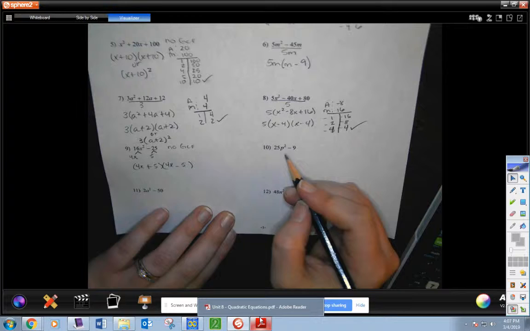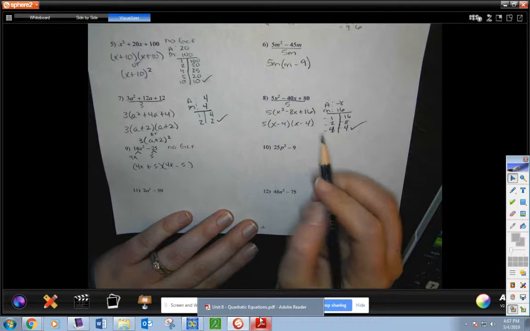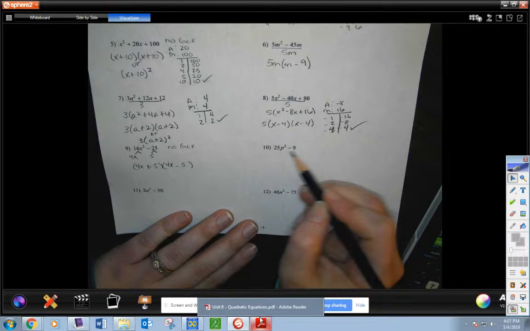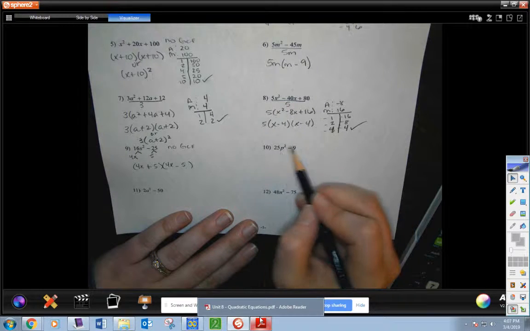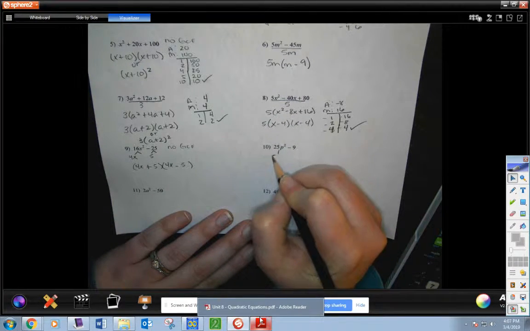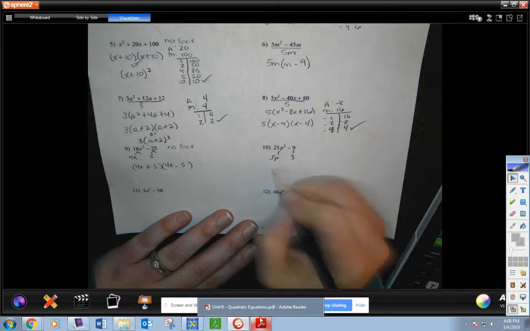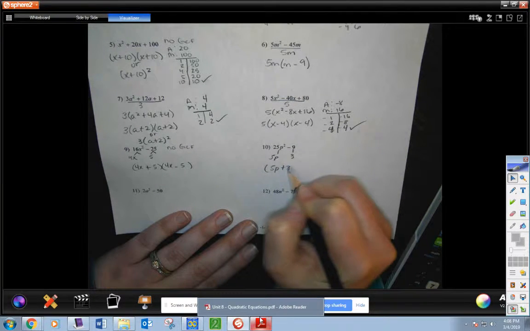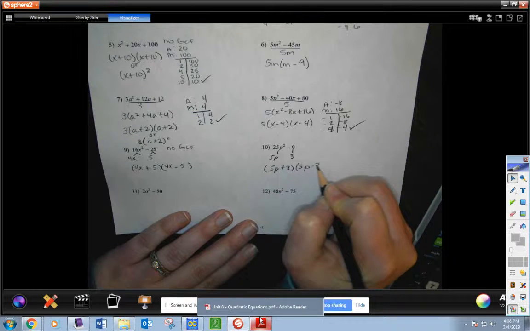Okay, for number 10, 25p squared minus 9. Again, there is no GCF to come out, so this is a binomial. It is subtraction. They are perfect squares. That will split to 5p and that will split to 3. So I'm going to do 5p plus 3 and 5p minus 3.